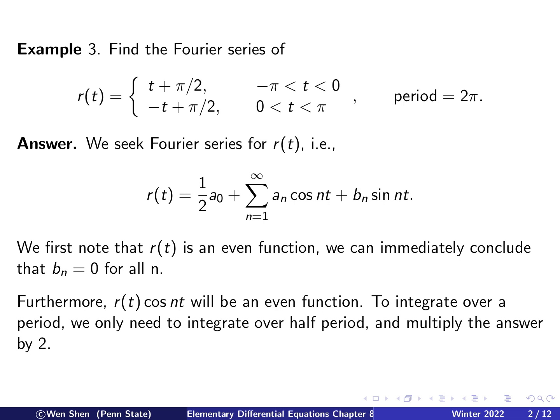And furthermore, we know that r times cosine, they are both even. Then the product is an even function. So it's symmetric about the y-axis. If you integrate over a period symmetric around it, we only need to integrate half of the period, let's say from 0 to π, and then multiply the result by 2. This simplifies the computation quite a bit.